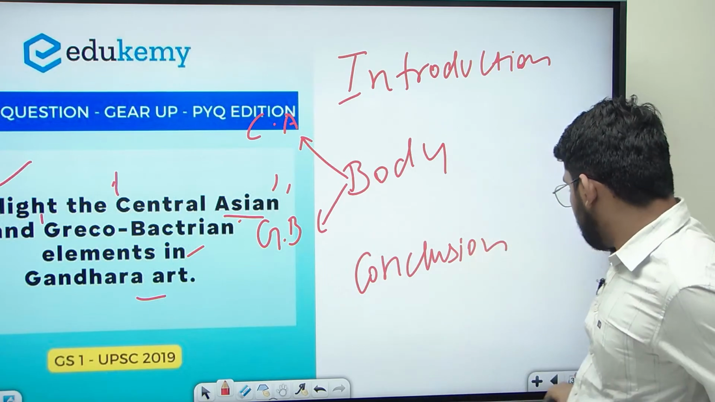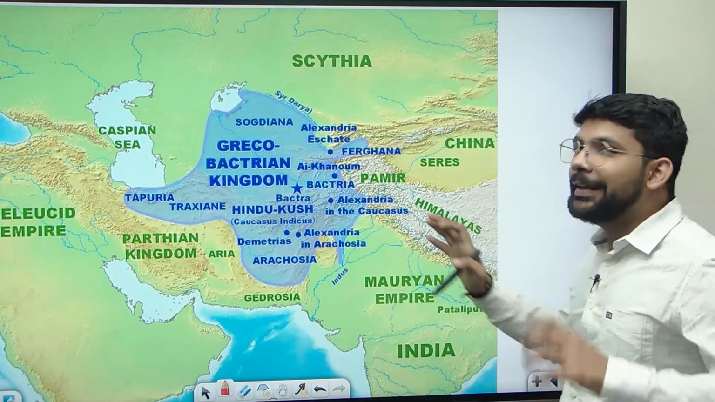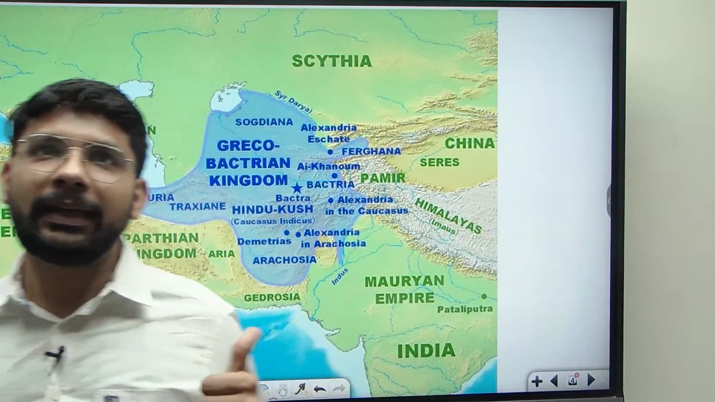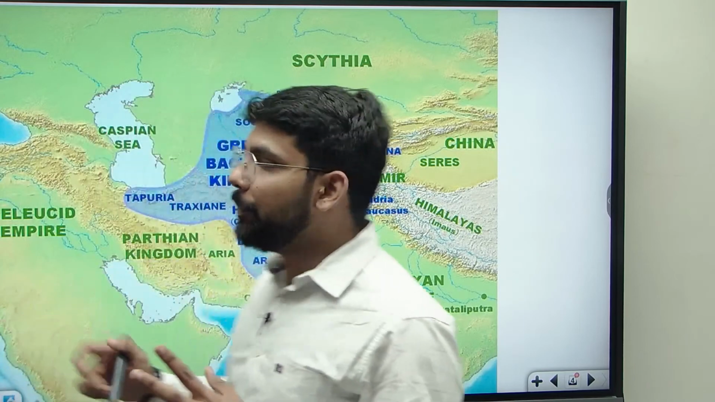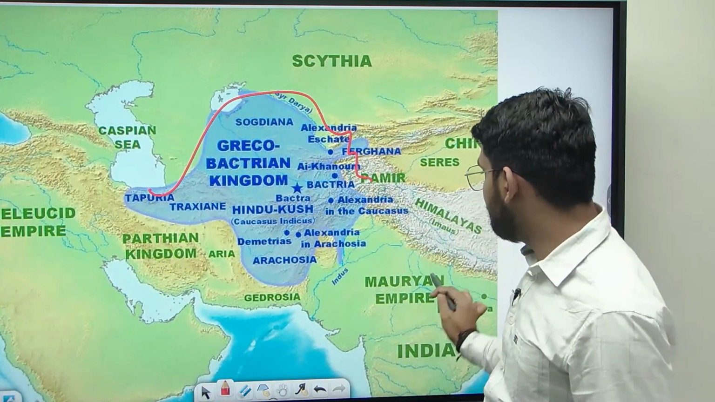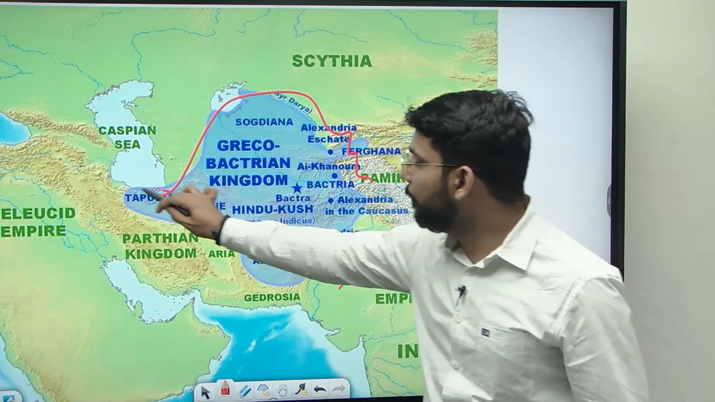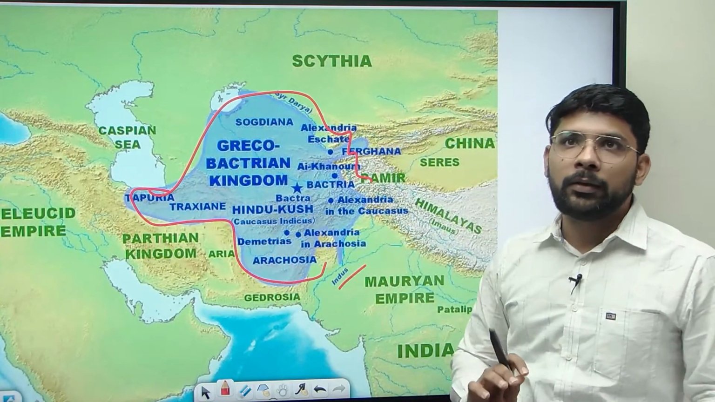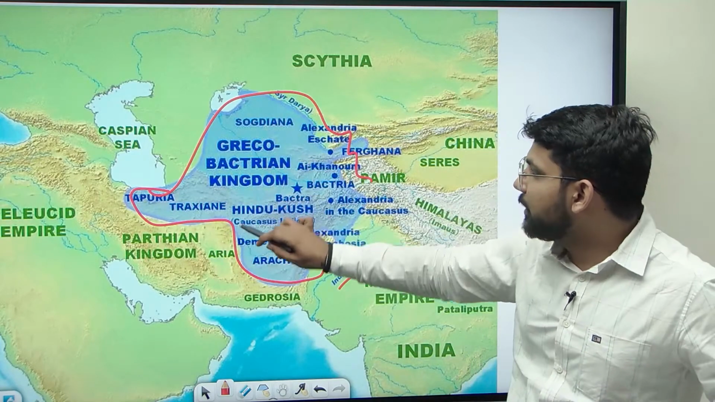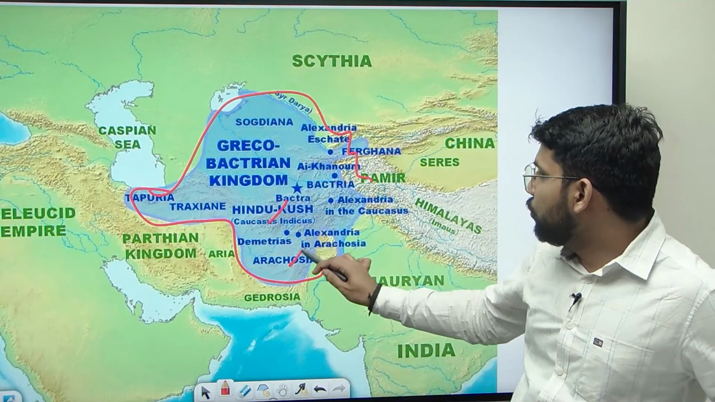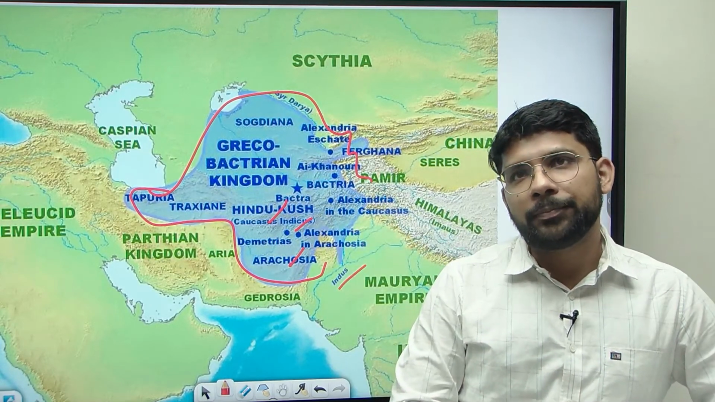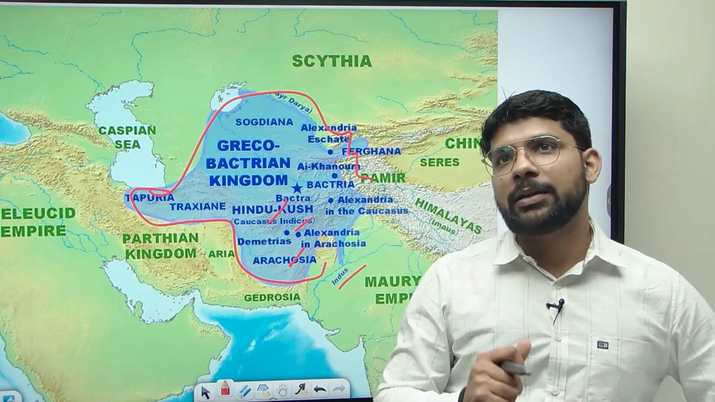So let's first come to the Greco-Bactrian. Most of you are having confusion in the Greco-Bactrian area. In the map you can see the Greco-Bactrian kingdoms during the ancient time. This is India and this is the Greco-Bactrian area, which includes Taxila, the Hindu Kush range, Arachosia, Alexandria. So this is the Greco-Bactrian kingdom. Okay, so let's start the question now.